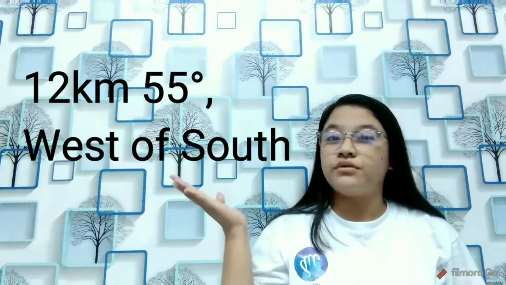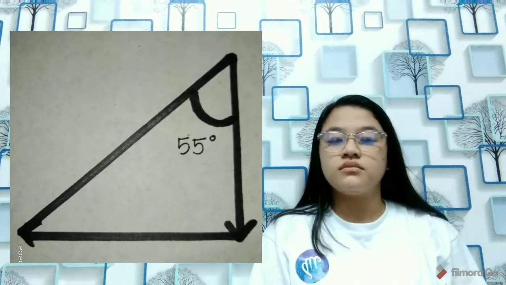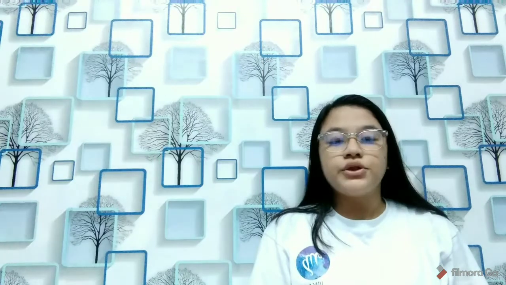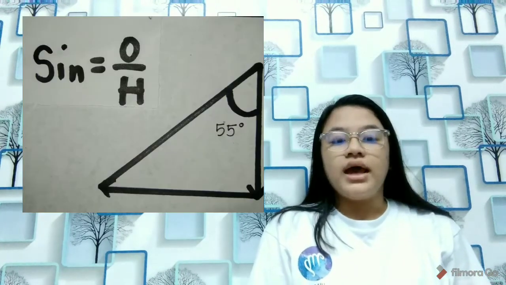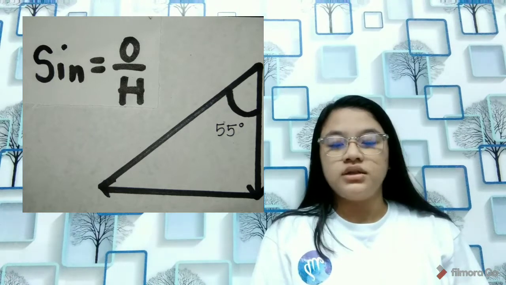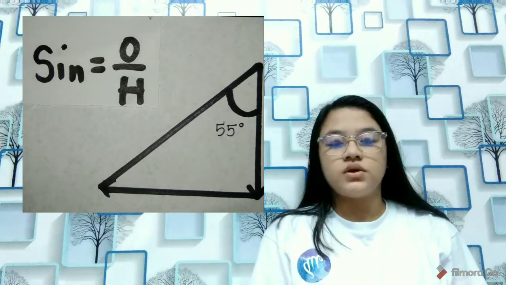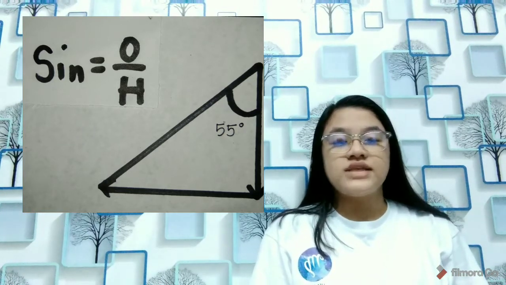We will now proceed to the last vector. 12 km, 55 degrees west of south. So, the first thing to do is to know the direction. Direction comes from south toward west. Since 12 km is the hypotenuse, for the x component we will use the trigonometric sine function. And the angle theta is between the resultant vector and the south side.